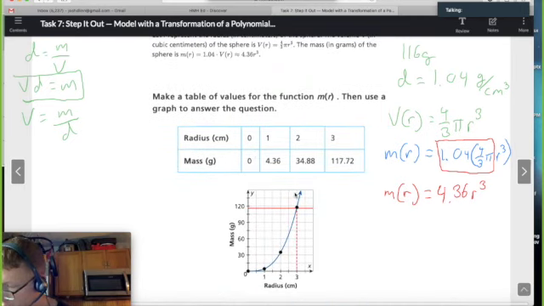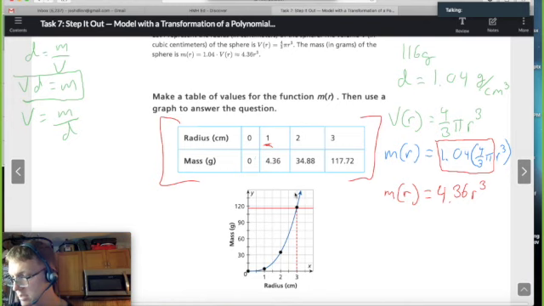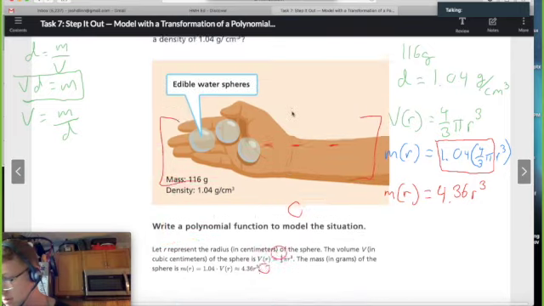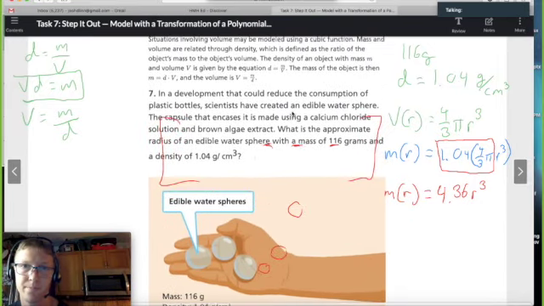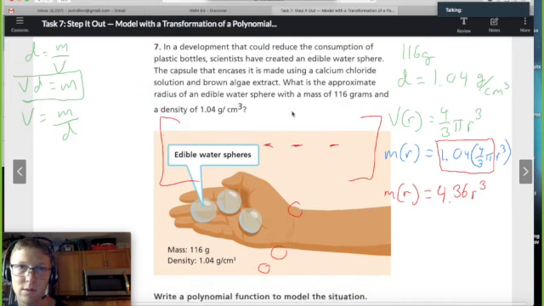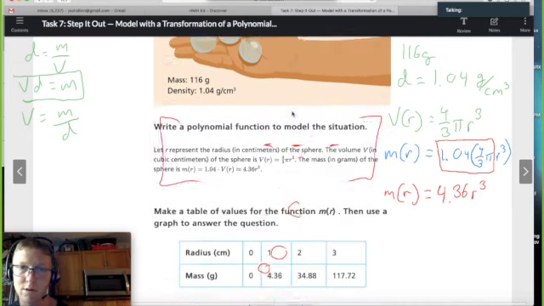So that's what they did right here. So plug in 0, 0, got it. Plug in 1, it's just going to be 4.36, 2, 3, so on and so forth. So they get these points right here. And then from that, they can use the graph to try to answer the question. Which I already forgot what the question was, but yeah, what is the radius of a water sphere with a mass of 116 grams?